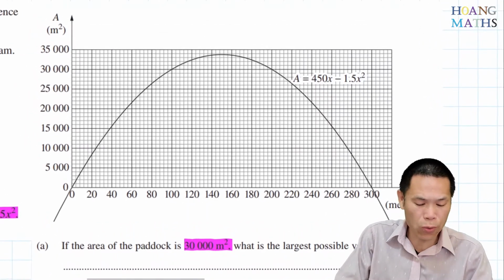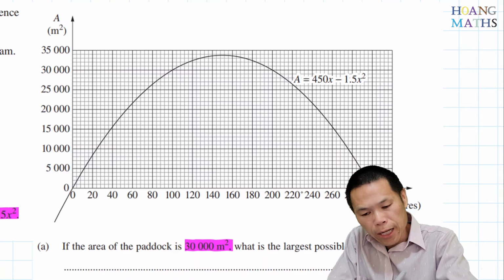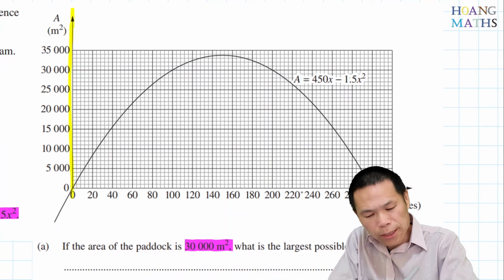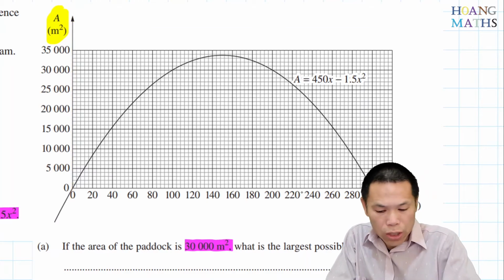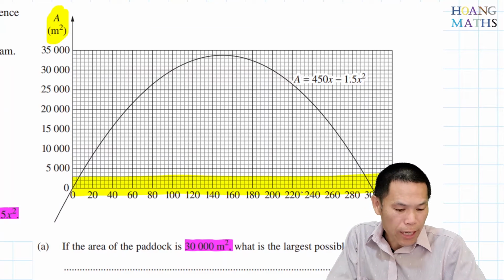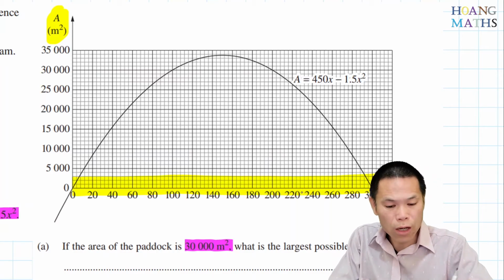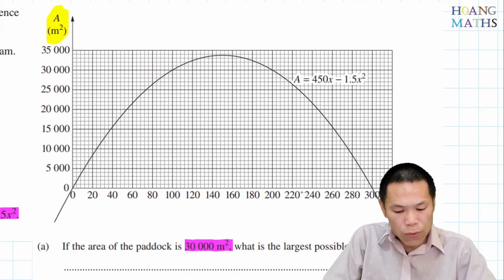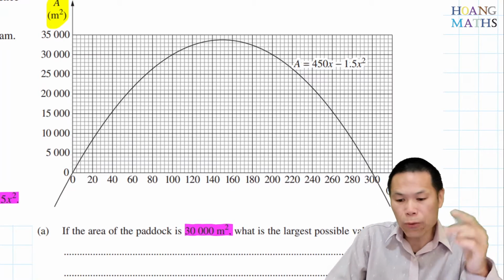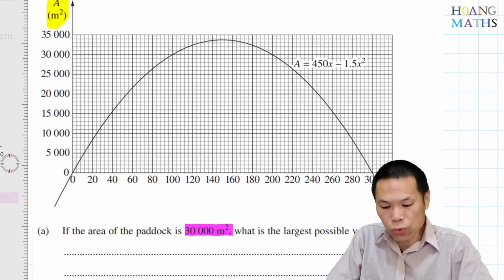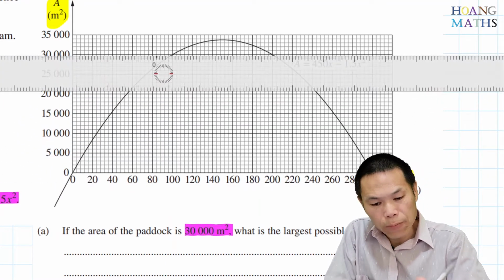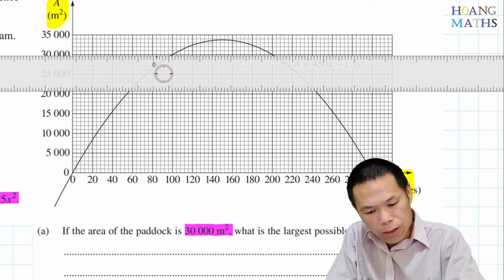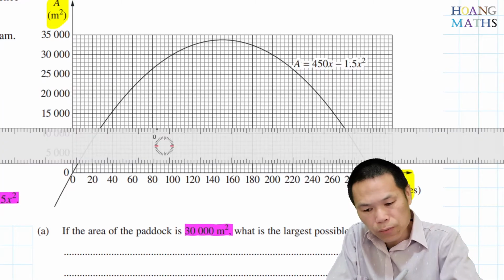So before we do the question, we need to know that the vertical axis is the area. These are the area. And the horizontal axis is the X, in other words, the width of the rectangle. So 30,000 square meters, that is the area. So we just go across to 30,000 square meters. So 30,000 square meters is here, right on the grid. So let me just circle it so you can see.